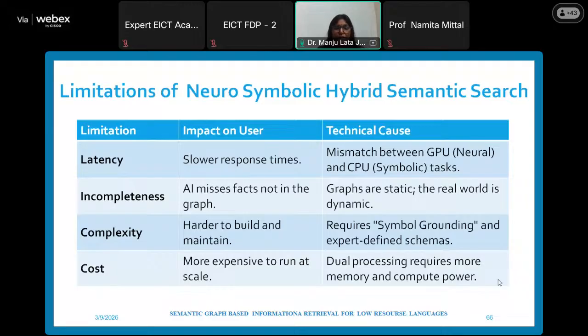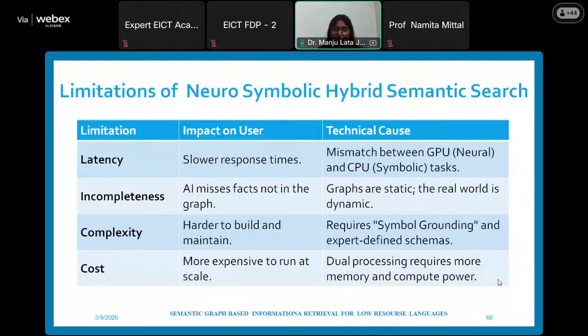Incompleteness: AI misses facts not in the graph. Graphs are static. The real world is dynamic. Yes, once the graph is constructed, only the terms or concepts represented by the graph will be considered, nothing else.